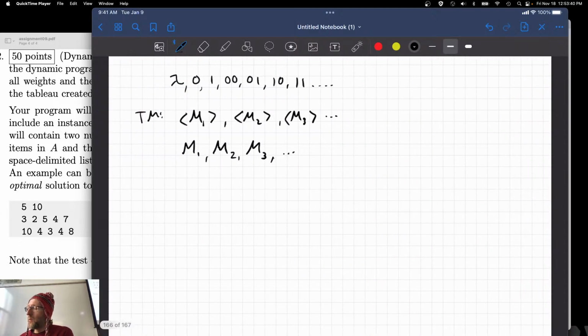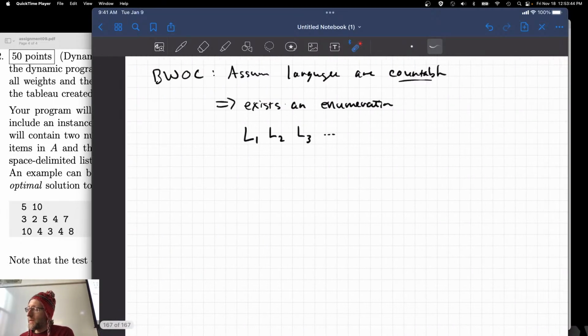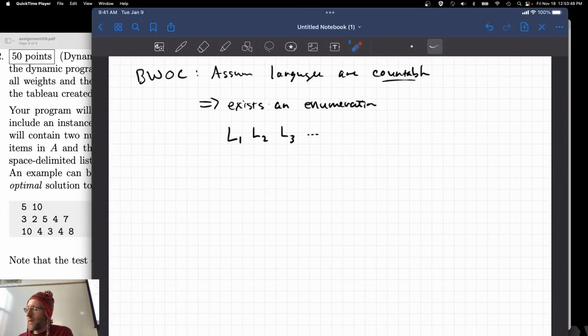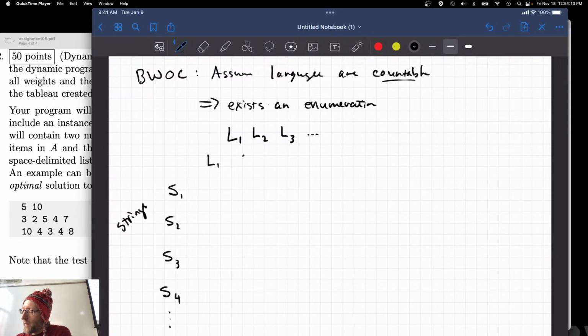Now, we have two facts here. One is that strings are countable, and two is that languages are countable. So what I'm going to do is write both of these enumerations down. S1, S2, S3, S4, and this is going to be strings, which are countable. And now I'm going to write down L1, L2, L3, L4. These are languages, which by way of contradiction I am assuming are countable, and therefore this enumeration exists. Now I'm going to put zeros and ones in here: 0, 1, 1, 0, 1, 1, 0. It doesn't really matter what they are. I'm just giving you an example here.